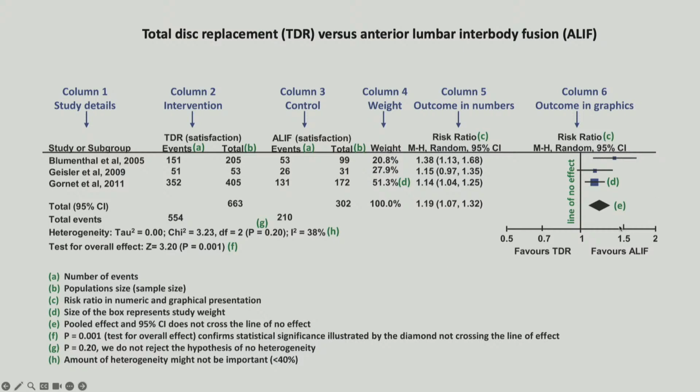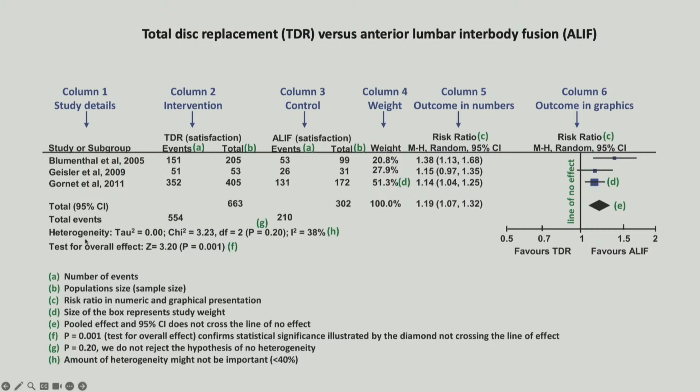You can see that the final effect, which is represented by a diamond, is completely on one side. It's not crossing this line, which means that one intervention is definitely significantly different or more effective than the other intervention. This is just a small meta-analysis or forest plot that I am showing you, just so that it will be easy.